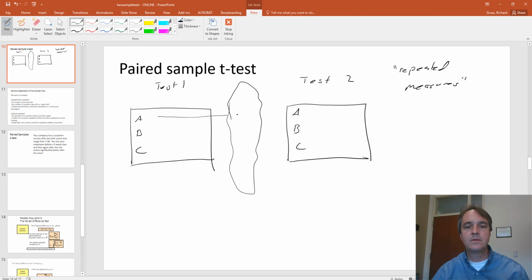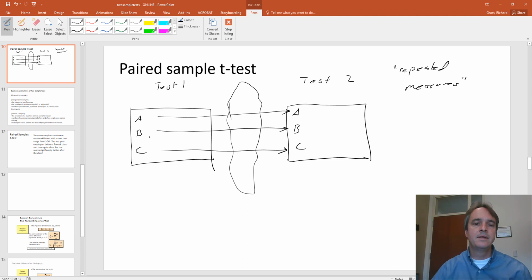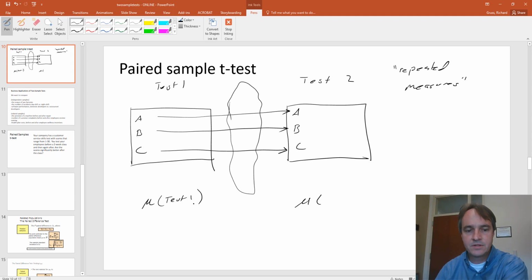So we're going to be able to track the changes between conditions of individual observations. Now, we could just take the average. We might just be interested in the average for test 1, and then compare that to the average of test 2.